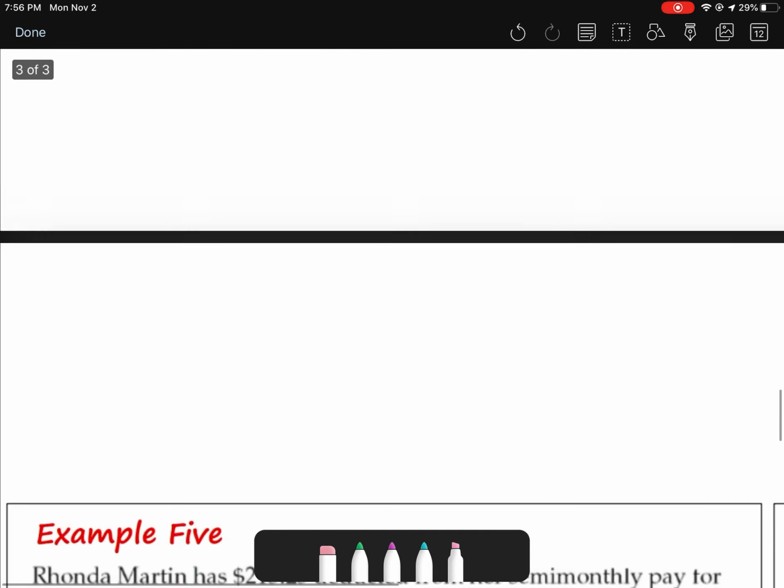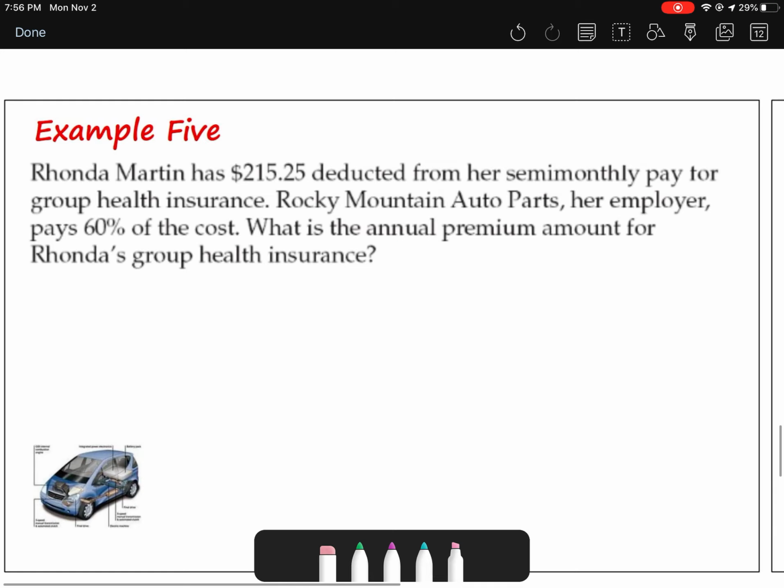Okay, so this last example is going to look a lot like example 4. So here's where I would recommend pausing the video to see how well you do on that, so that way you can also see what you need to work on, what you don't need to work on, so you can help get ready for the knowledge checks and quizzes. Okay, so last example. Rhonda has $215.25 deducted from her semi-monthly pay for group health insurance. Rocky Mountain Auto Parts, her employer, pays 60% of the cost. What is the annual premium amount for Rhonda's group health insurance?